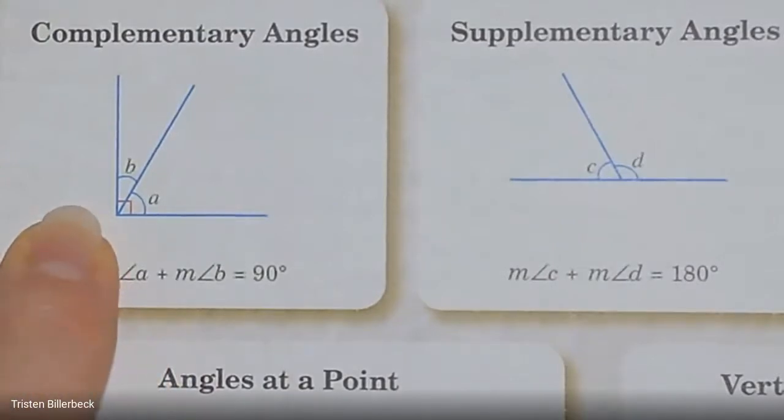Without the M, it's angle A, kind of like I'm Miss Billerbeck. But my measure is, sadly, 5'2".